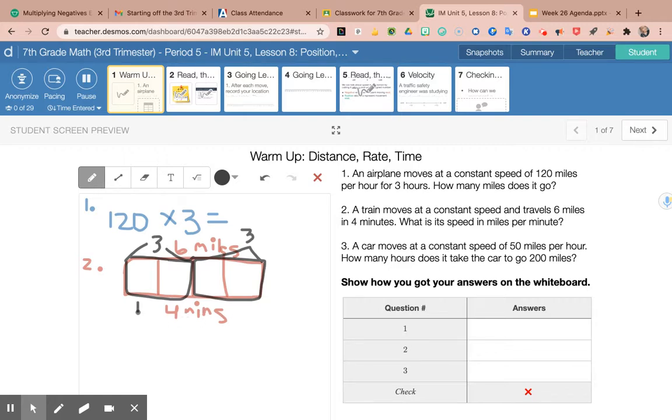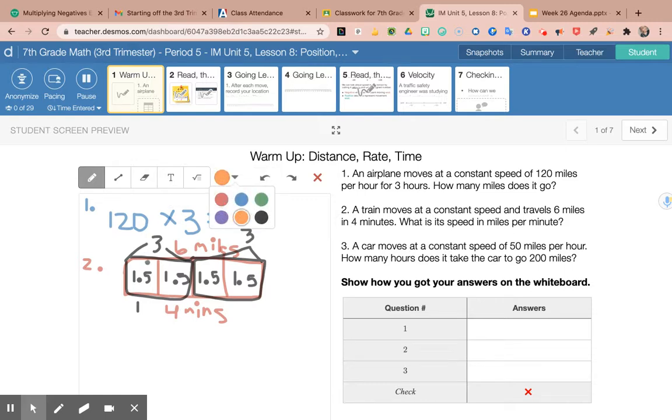I want to know for 1 minute. So I want to know 1 box. So I have to cut 3 in half again. Well, if I have $3 and I cut it in half, I know I get $1.50. Let's check if that works. 1.5 plus 1.5. Well, 1 plus 1 is 2. And then 0.5 plus 0.5 is another 1. So that works. So it looks like each little box is 1.5. So it's 1.5 miles per minute. So I can put 1.5 for my answer for number 2.